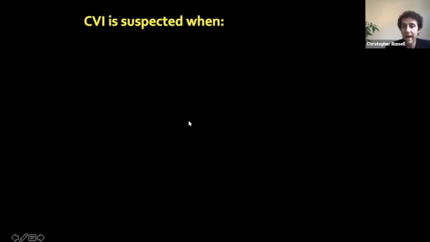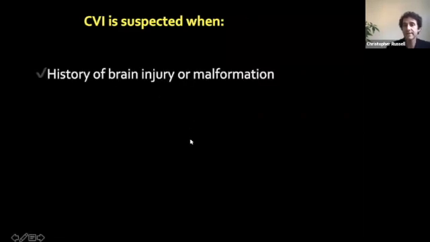In order to suspect and diagnose CVI, it truly is a functional diagnosis. There's some diagnostic criteria that can be suspected from an MRI, like enlarged ventricles in the brain is a sign of anoxic brain injury, could be a sign of CVI, but not always. Basically, it's a functional diagnosis. There must be these 3 criteria. Some history of brain injury or malformation, and we'll look at some of the more common causes.